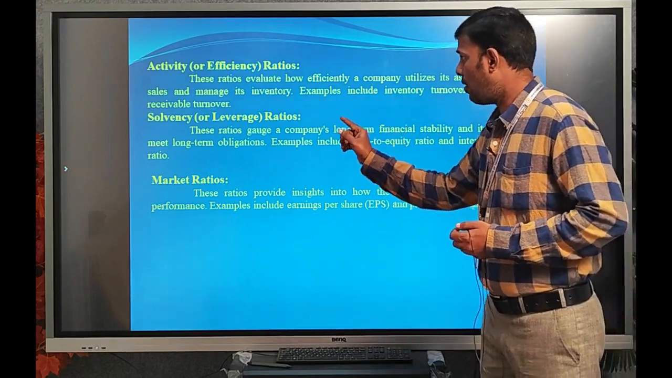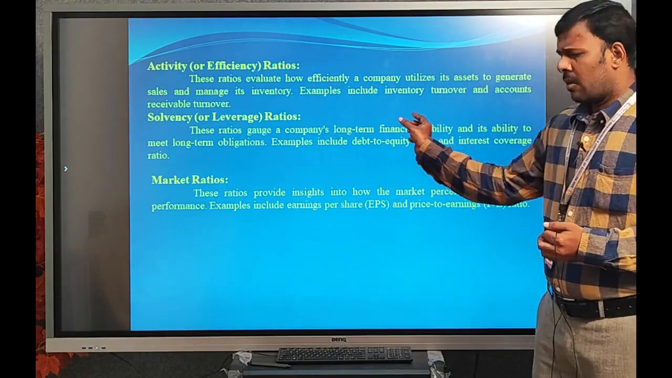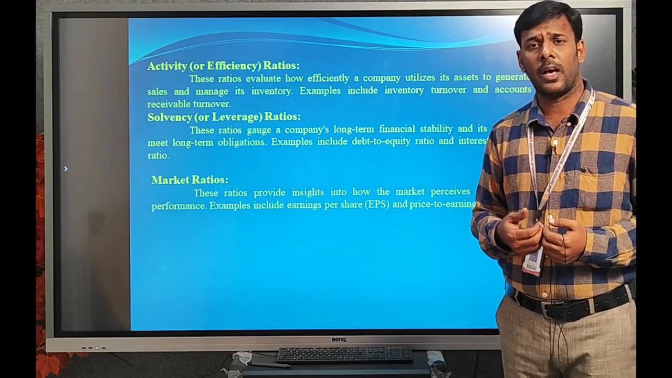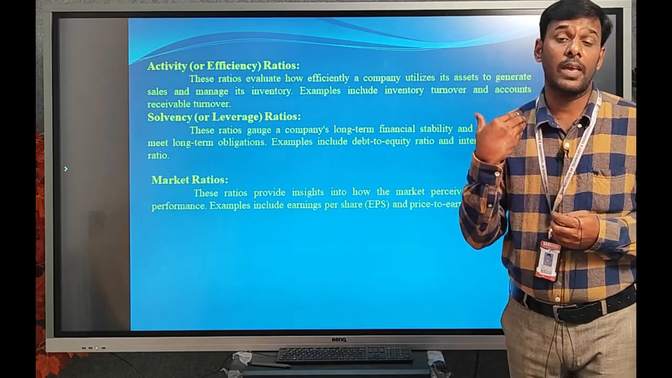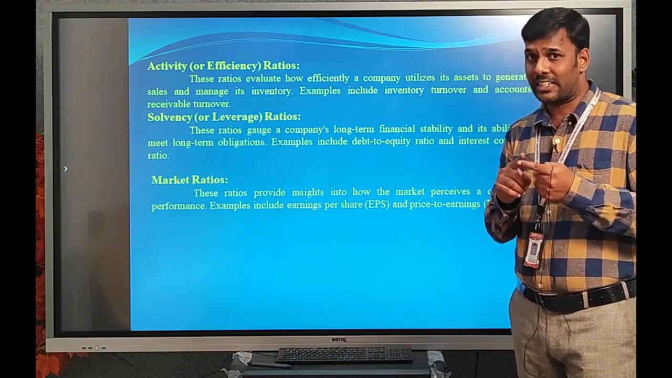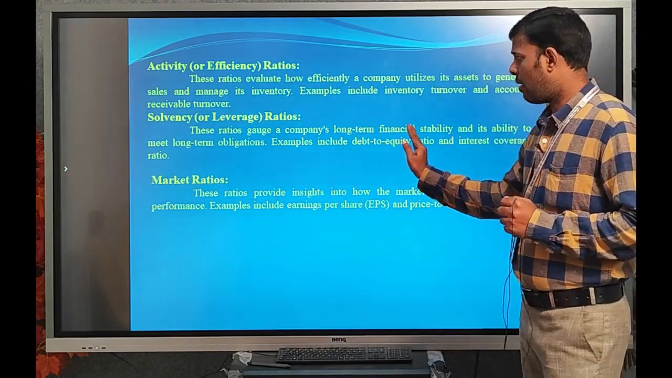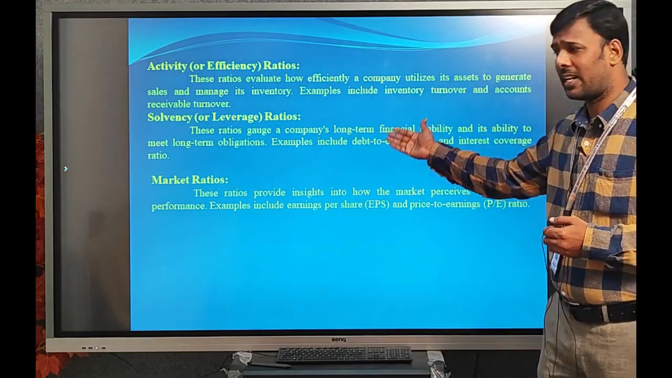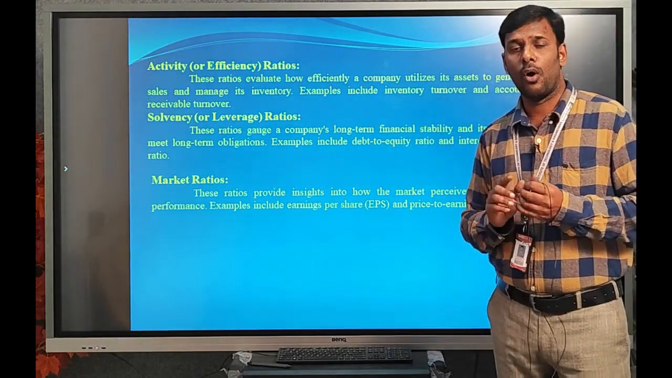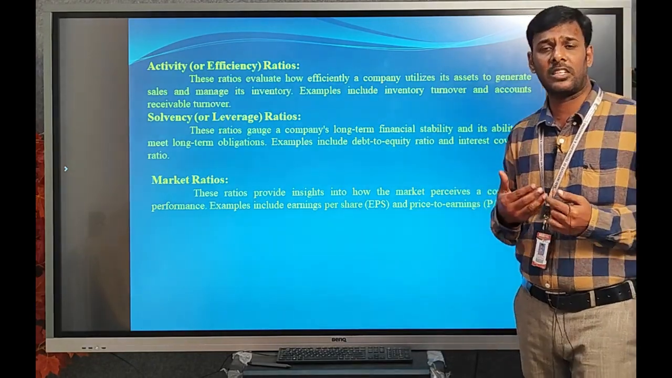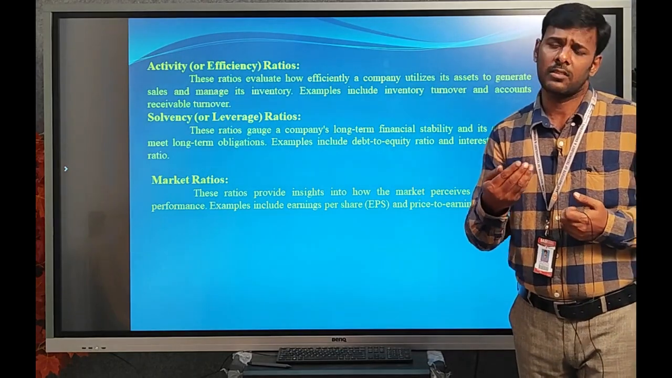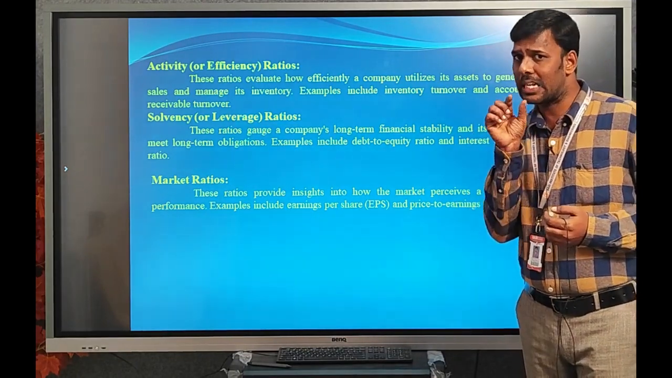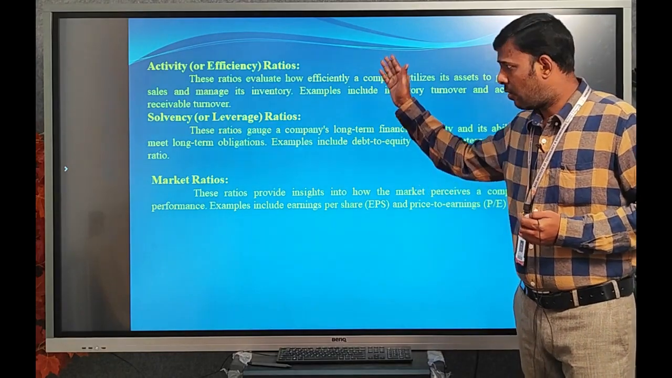Next one is solvency or leverage ratios. Sometimes we may get debt somewhere and we have to pay interest on it, and we may give amounts to others also and get interest from them, and this debt equity ratio has to be maintained perfectly in the organization. These ratios show a company's long-term financial stability and its mid to long-term operations. The examples include debt equity ratio and interest coverage ratio: how much we are paying as interest and how much we are getting as interest. If we are having investments, definitely we'll get a return in the form of interest or something. That has to be clearly known by the people who are maintaining all these accounts.